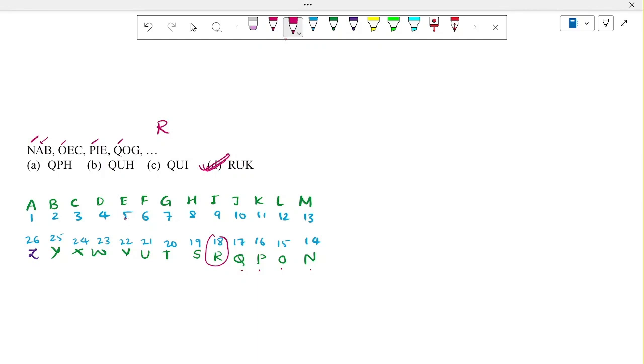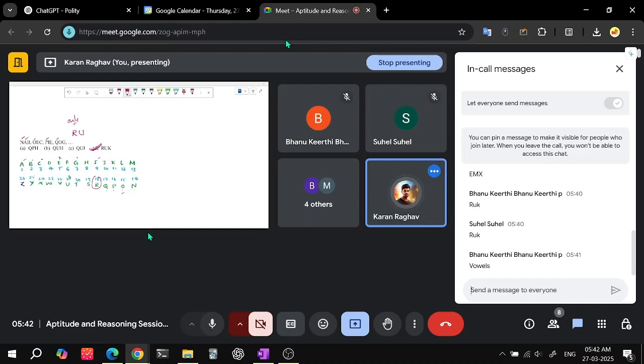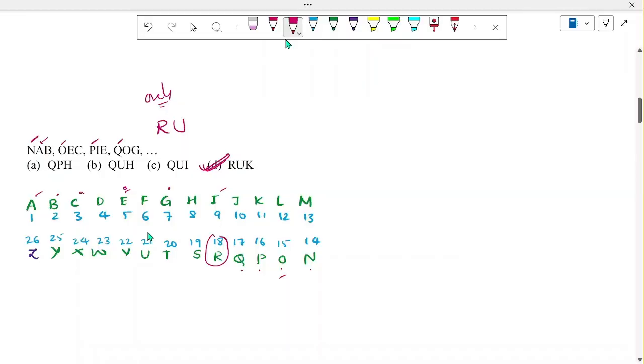A, E, I, O, and then see they all are vowels, right? So next U, and then B, C, E, G. What is the pattern here? B, C, E, G. Okay, second letter is vowels, that's correct.